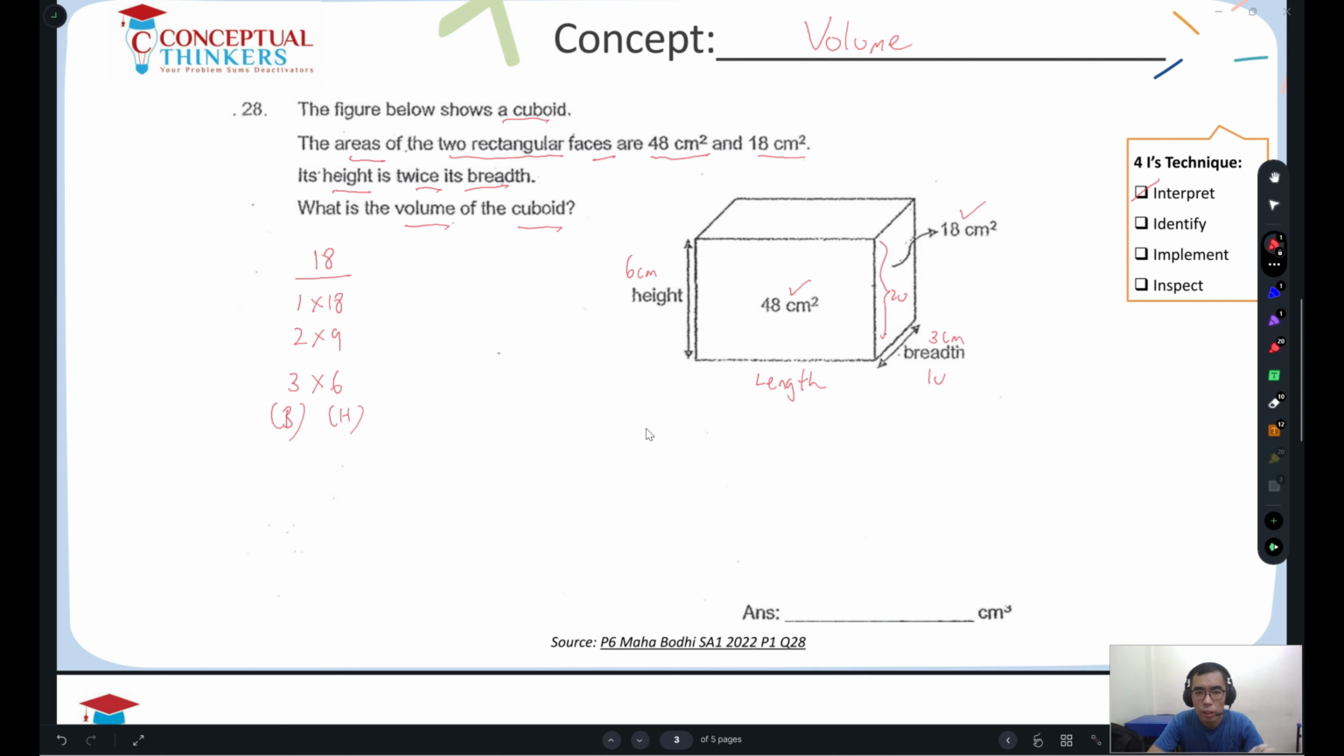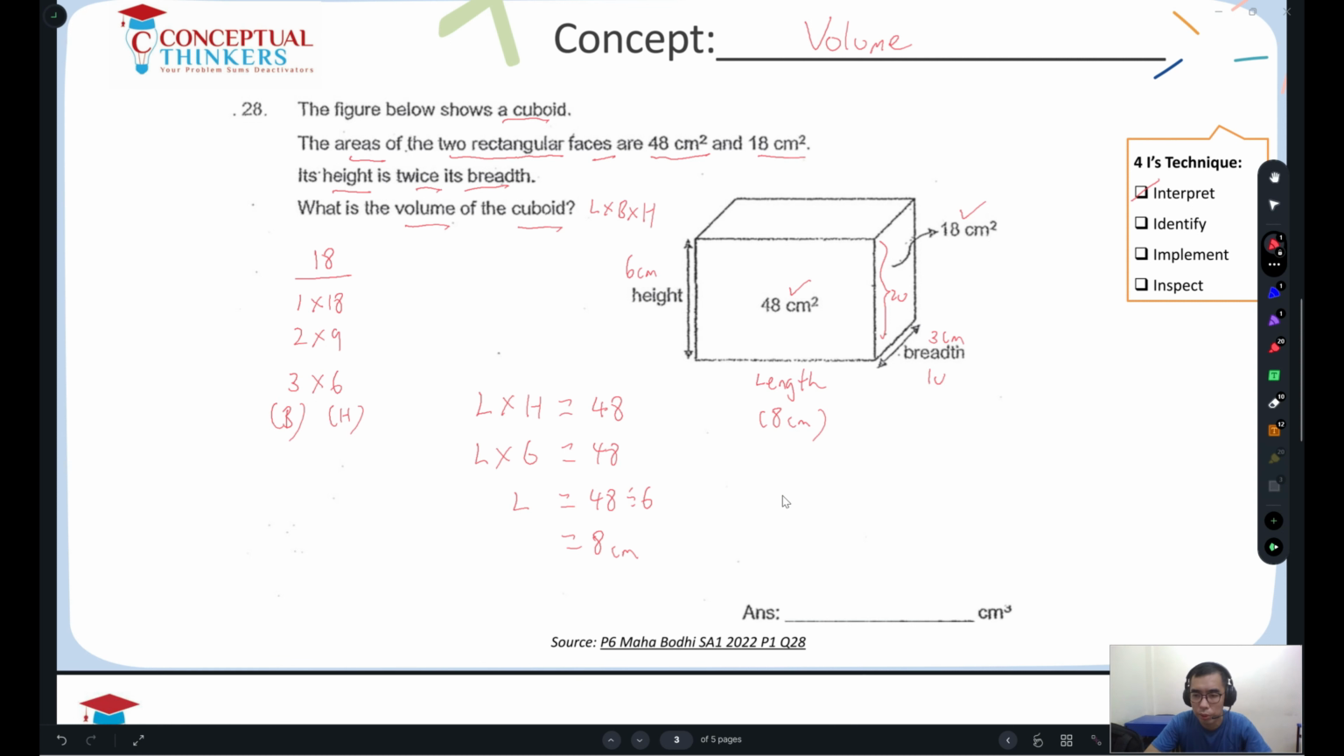After doing this, we can look at the other rectangular face. This will be taking the length times the height. So let's do some calculation. If I take length times height, that should give me 48. The objective is to find the length, because to find the volume of a cuboid, it is length times breadth times height. So length times 6 will give me 48. This means my length will be 48 divided by 6, and I'm going to get 8 cm. So this length here will be 8 cm.